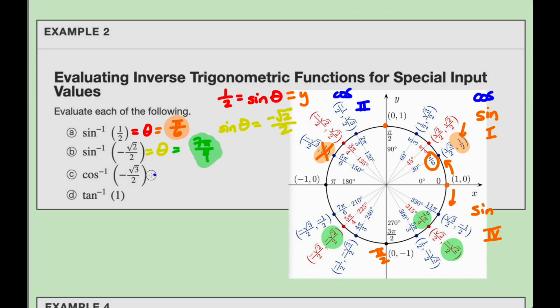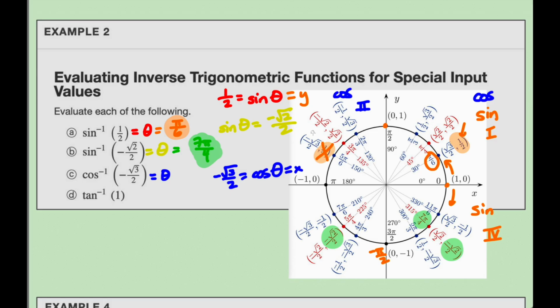First thing I'm going to do is the same thing I did last time. I set this equal to theta, and I'm going to cosine both sides. So it's going to be negative root 3 over 2 is equal to cosine of theta. So now we're looking for the x value, because cosine is the x. Where is the x equal to negative root 3 over 2 on the unit circle?